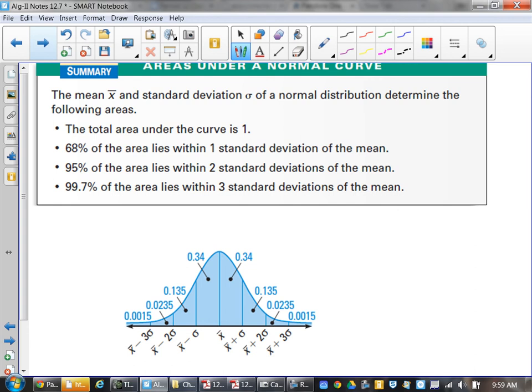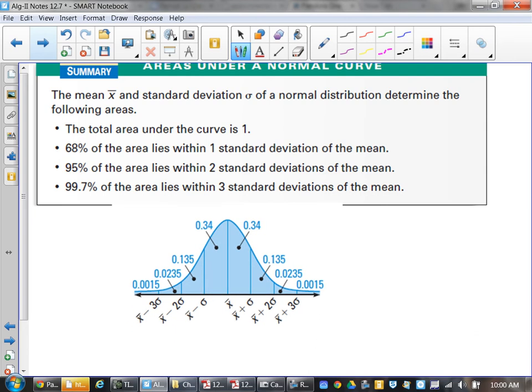What happens here is that all the area under the curve is 1. Think of it as probability. The probability of landing on the curve is going to be 1 because you have to be within the data sets. If you have height, you're in the data set. Does that make sense? Now, since everything is symmetrical, half the data is on one side, the other half is on the other.